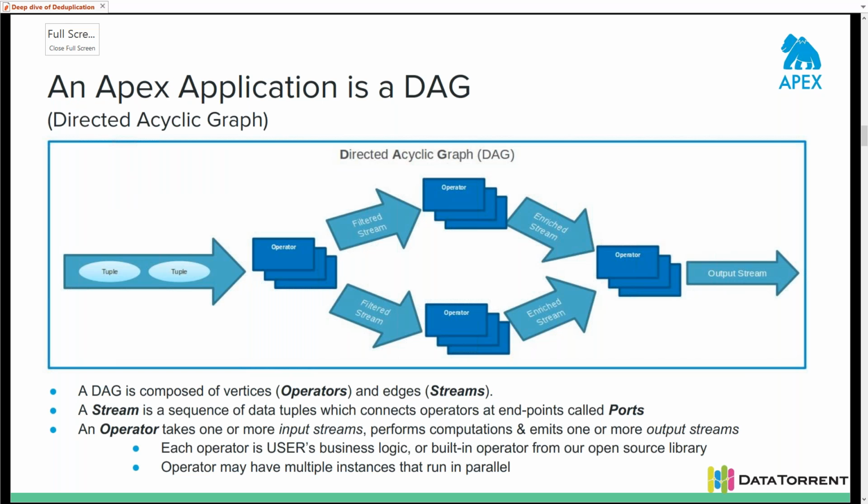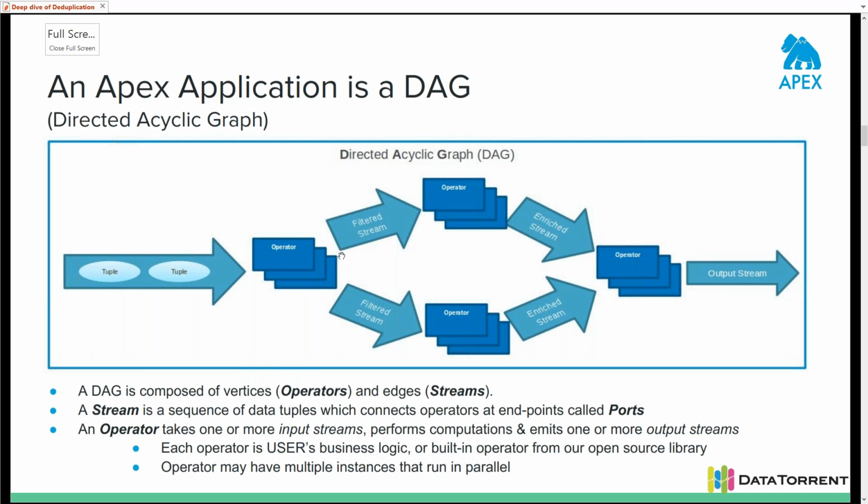So coming to an Apex application, it's actually a DAG, which stands for Directed Acyclic Graph. It consists of nodes and edges. The nodes are basically your operators, or the business logic, and the edges are the streams which connect one operator to the other. These edges, or streams, are the ones on which the tuples, or records, your data, flow. An operator is responsible for taking the data on an incoming stream, processing it, and sending the processed data out on the outgoing stream. Using all these operators, you can create any directed acyclic graph, and that defines your application.